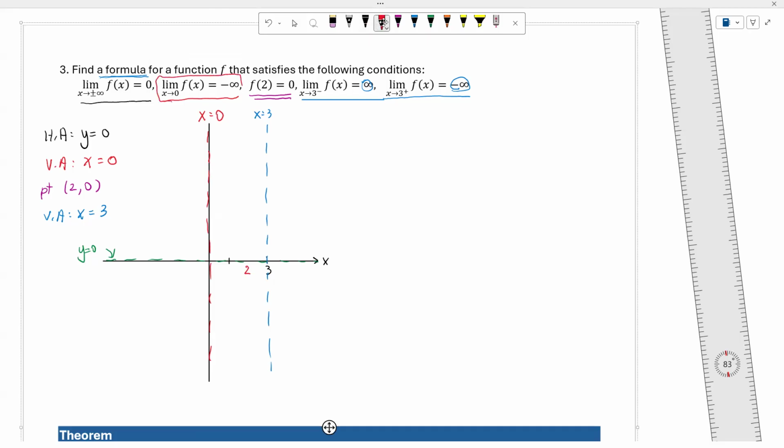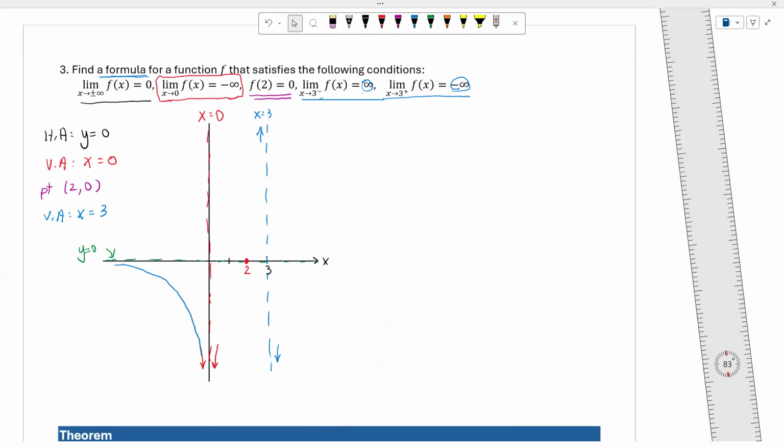And now the limit as x approaches 0 of f of x is equal to negative infinity. f of 2 equal to 0. And then we have, as x approaches 3 from the left, it goes to infinity. From the right, negative infinity. Okay. So if we graph from left to right, then we will have the function decreasing.